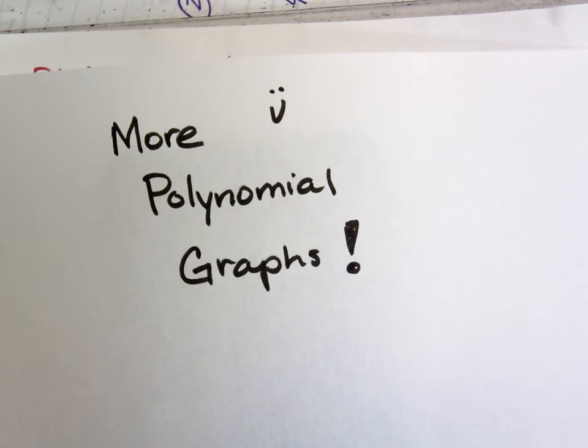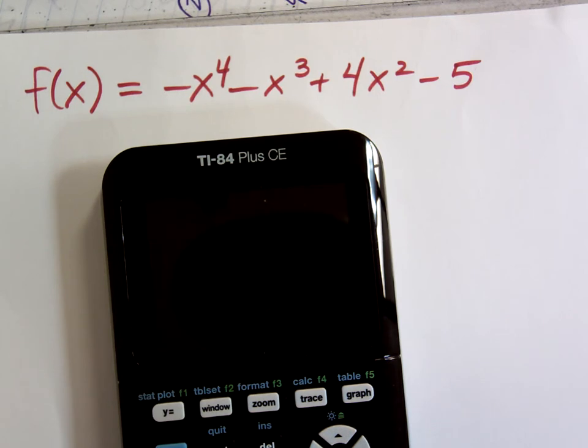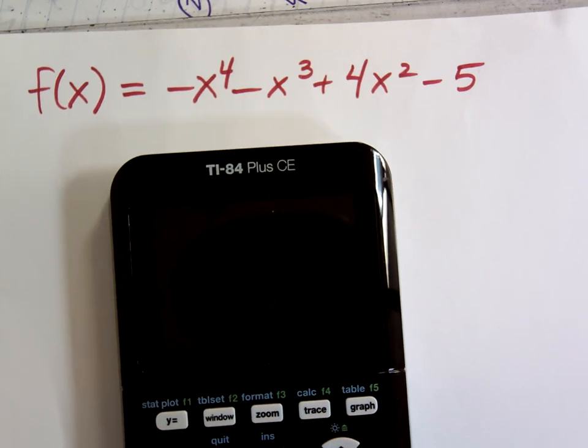Okay, Algebra 2 Pre-Calc, folks. This is part 2, some more analyzing polynomial graphs. Just a couple of examples. Here is a fine specimen of a polynomial function. F of x equals negative x to the fourth minus x cubed plus 4x squared minus 5.